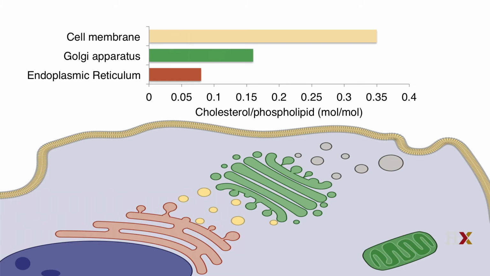Another difference in the lipid composition of membranes is the abundance of cholesterol in cell membranes compared to the membranes of the Golgi apparatus and the endoplasmic reticulum. Remember that cholesterol is this odd cousin in the lipid family. It's a structural lipid, but it has a structure completely different from other structural lipids, with this very flat structure made of multiple ring structures.